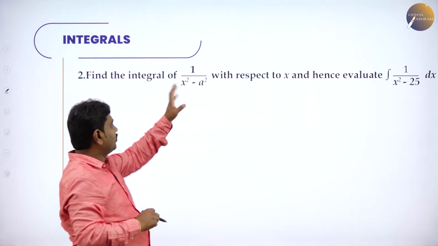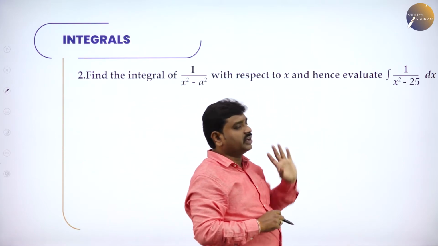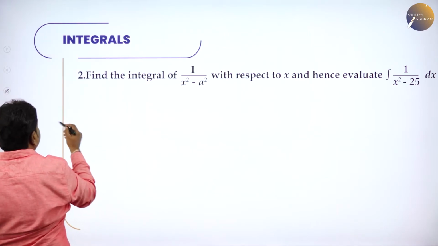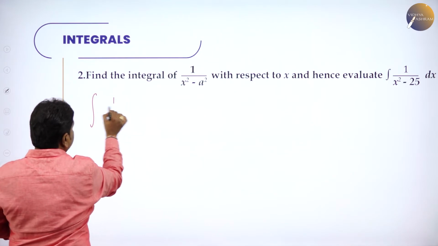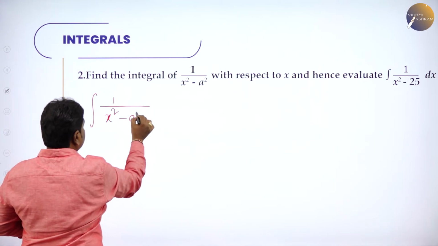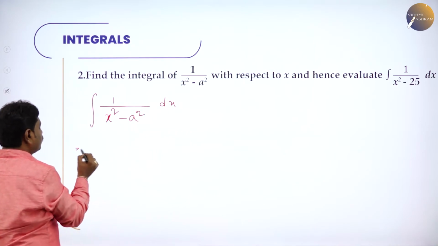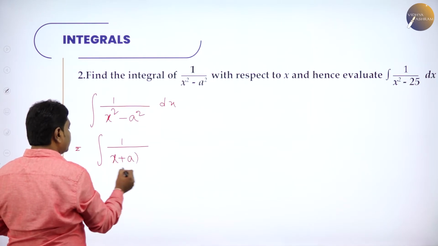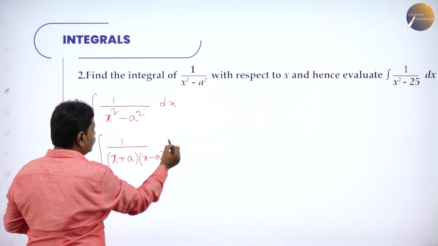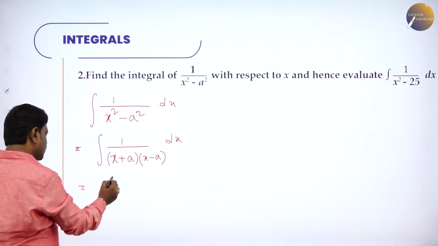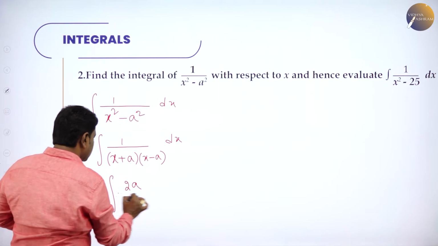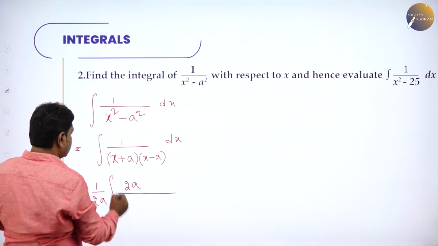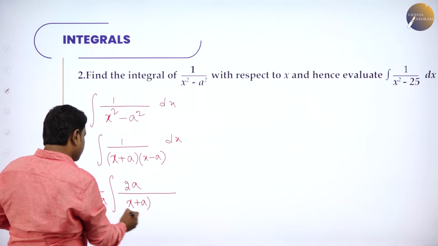Find the integral of 1 by x square minus a square with respect to x and hence evaluate. Same method. Let us take the integral of 1 by x square minus a square with respect to x. You know x square minus a square can be written as x plus a into x minus a, with respect to x, into dx. Further, same as the last problem, divide and multiply by 2a. 1 by 2a outside, and the denominator is x plus a into x minus a.